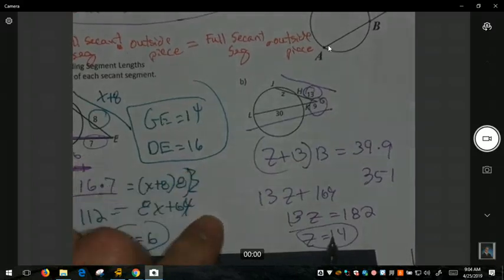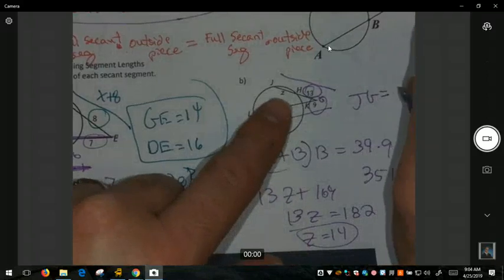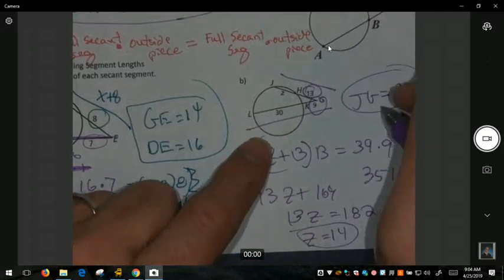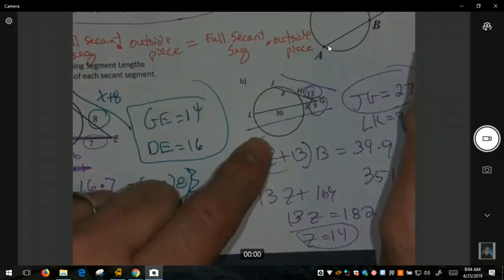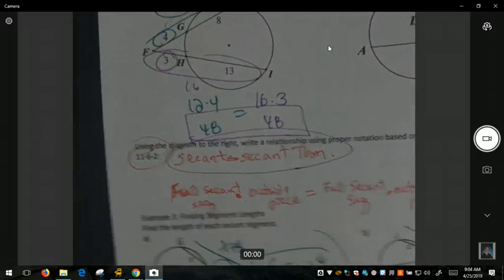We weren't asked to find the variable, we were asked to find the segment lengths. So JG would be 14 plus 13, or 27, and LK, we already knew, was 39. This summarizes the secant-secant theorem.